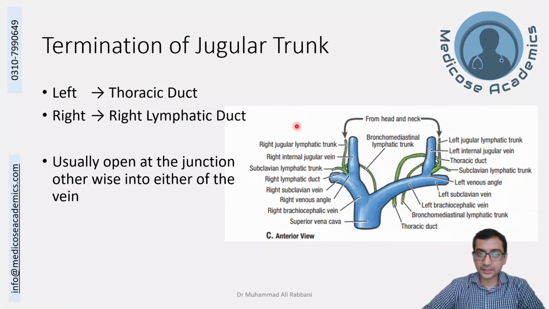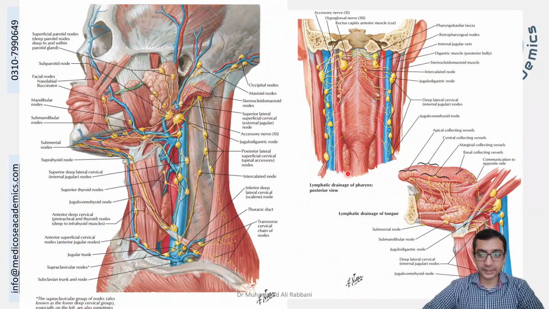termination. On the left side, the jugular trunk goes to the thoracic duct. On the right side, it goes into the right lymphatic duct, and they may open independently also. So these are some of the pictures of Netter that may help you revise the topic.